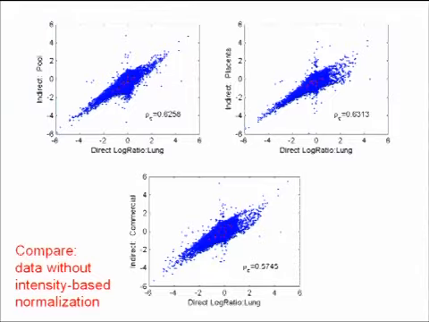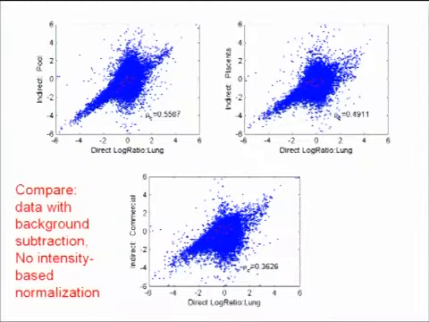If we don't do any normalization and no background subtraction, again, we see more noise in the plots, so the normalization seems to help with concordance. And if we do background subtraction and no normalization, then things really get noisy. I'm just showing you the data for the lung, but if we look at some of the other test pairs, some of these plots just become pure noise.